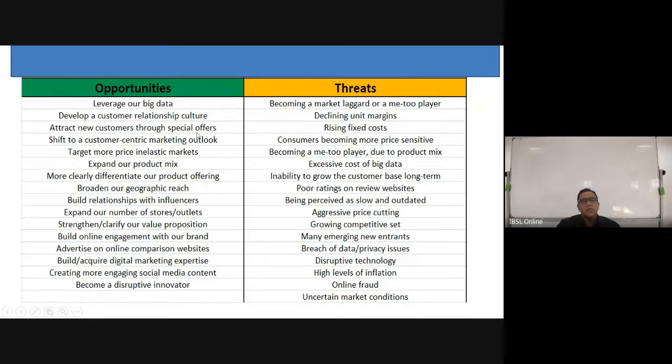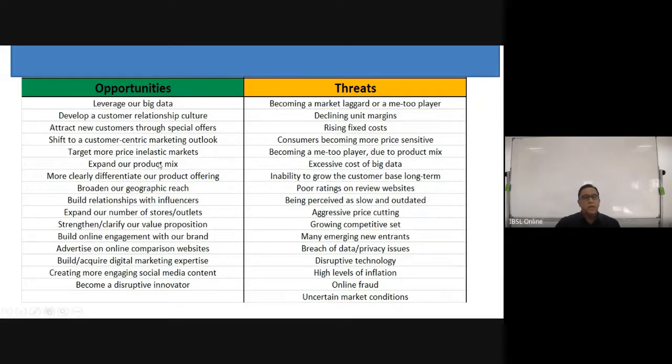Attract new customers through special offers. Shift to a customer-centric marketing outlook. Customer-centric, remember, means you focus on the customer, but at the same time knowing the competition. Target more price inelastic market. I said previously, price inelastic means even if you increase price, the demand will not be reduced in the same proportion.